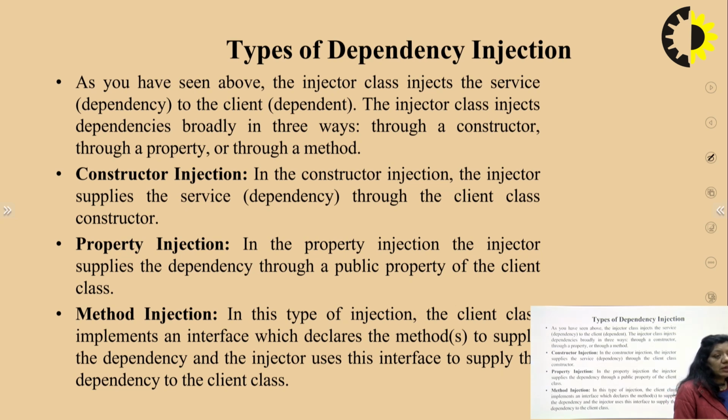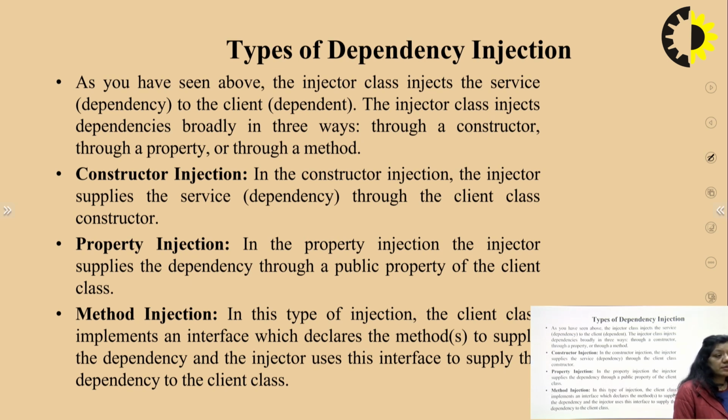Now, the types of dependency injection. As we know, the injector class injects the service dependency to the client which is dependent. The injector class injects the dependency broadly in three ways. We can do it through a constructor, or through a property, or through a method. So basically we have three types of dependency injection. First one is constructor injection, second one is property injection, third one is method injection.